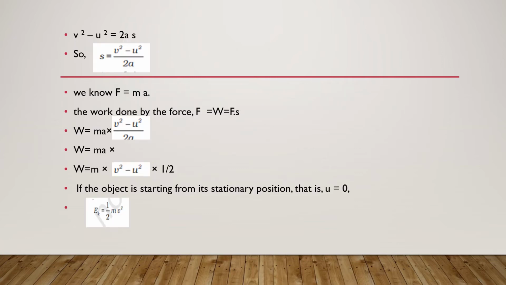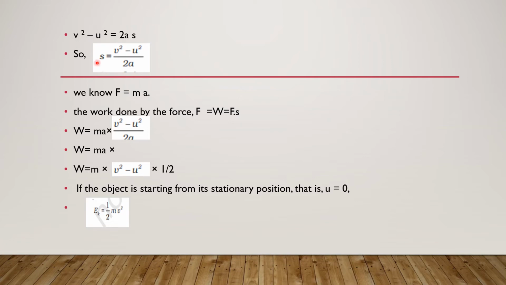Now, according to this equation of motion, v square minus u square is equal to 2as. Why are we taking this equation? See children, this equation contains all the necessary things that we have discussed now. What all things did we discuss? We talked about u, initial velocity, v, final velocity, a, acceleration, and the displacement or the distance traveled, s. All these factors are coming in this equation. So we are taking this equation of motion, v square minus u square is equal to 2as.